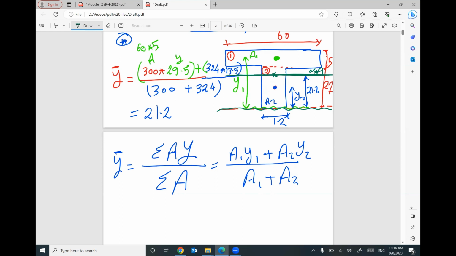Area times y. What do you mean by area? Okay, area is length by width. What is the y? Y is the vertical distance between the centroid of this part and your reference at the bottom, divided by the total area for all of them. I can figure out the height of the centroid.